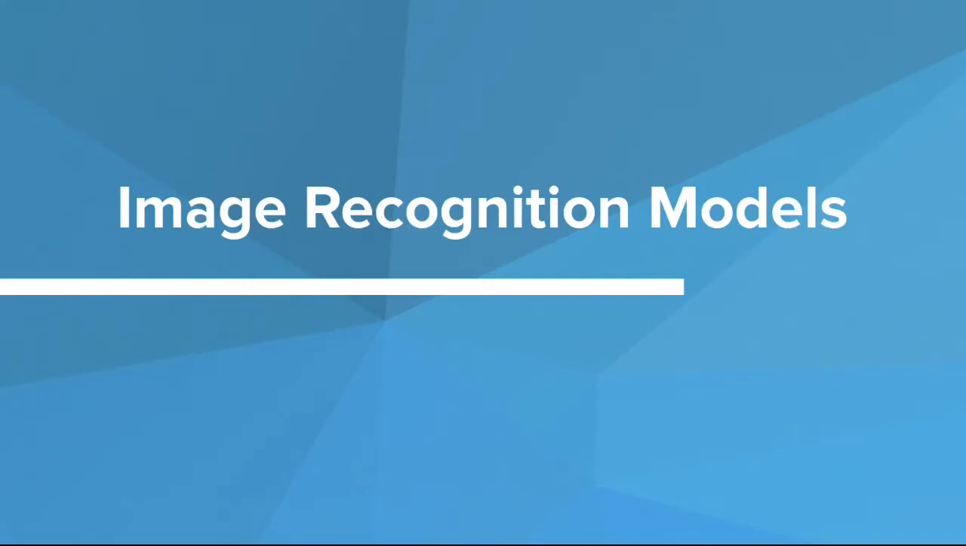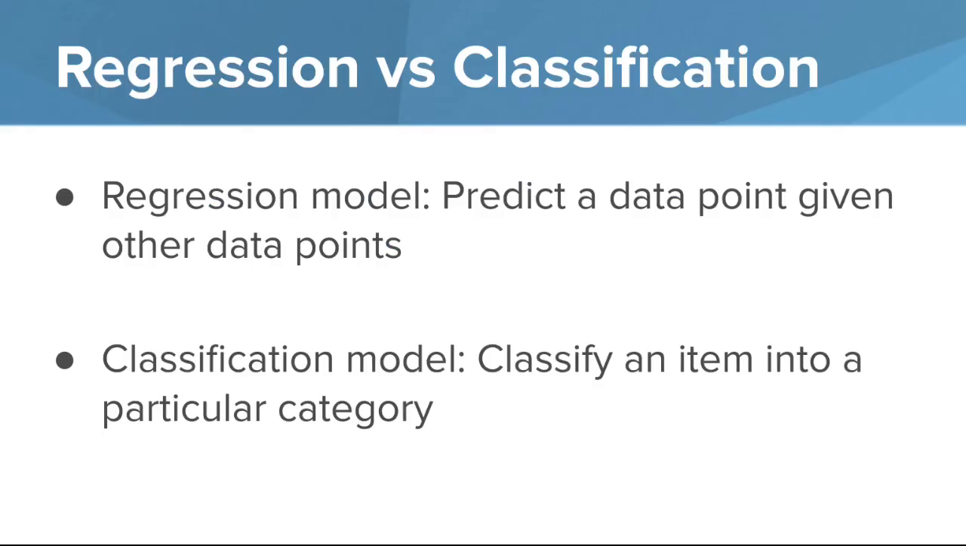Hi, in this video, we're going to discuss how to create an image recognition model. Previously, you looked at regressive models in TensorFlow. Regressive models are used to predict a particular data point given other data points. For example, given input data that is Celsius temperatures, you saw how you can use a regressive model to predict Fahrenheit temperatures. Classification models are a little different.